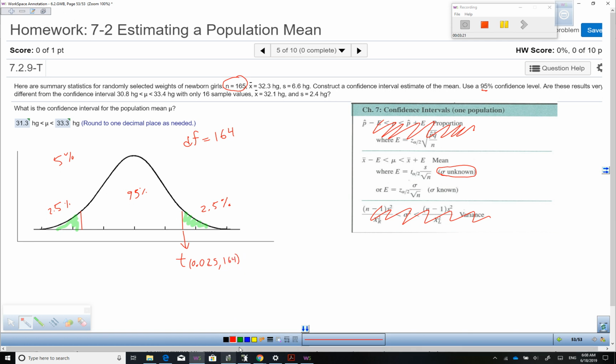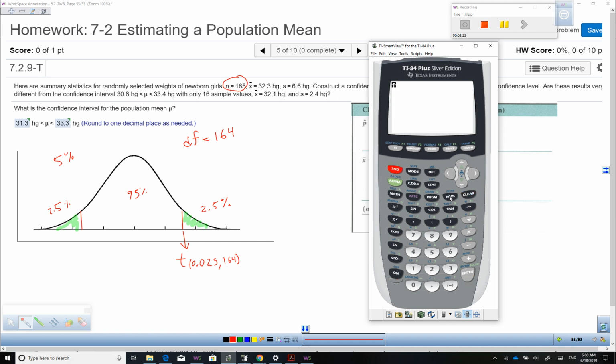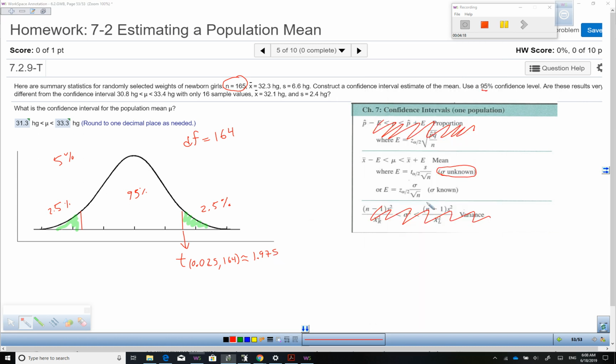Okay, so let's open the calculator and find that critical value. Second, VARS, inverse t here, so we have the t distribution, so that will be number 4. The area again is 1 minus 0.025. Degrees of freedom is 164, and that's how we obtain this value, 1.974. Well, let me round it to the third decimal place. So that will be equal to 1.975.